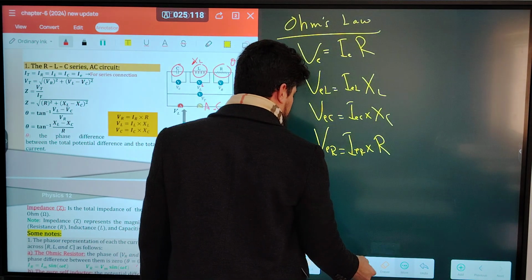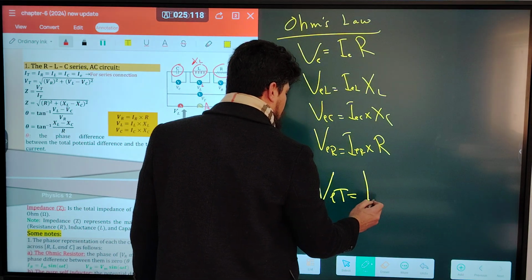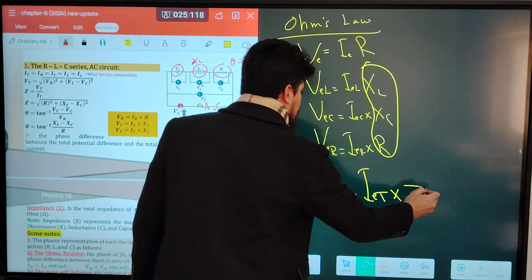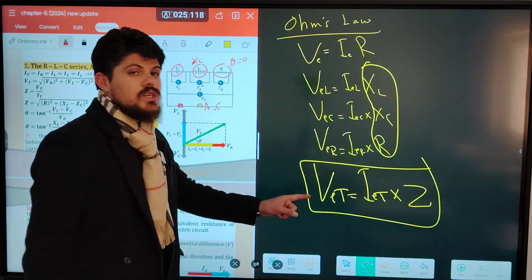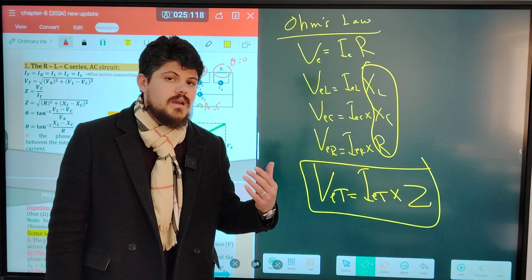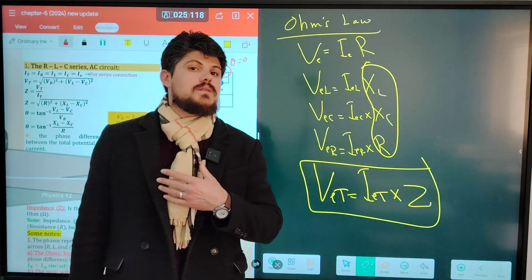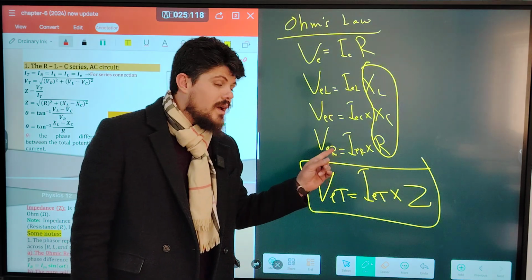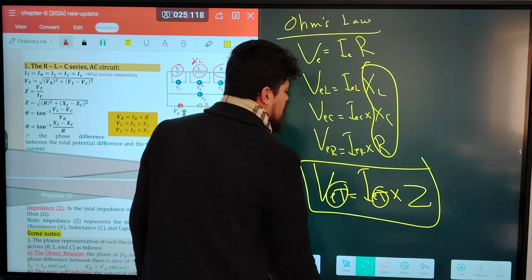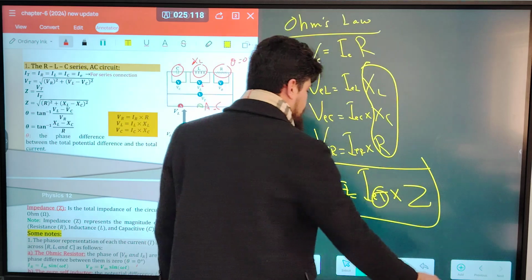This is Ohm's law. How about for the total, guys? V effective total is equal to I effective total times what? The total resistance, Z. So this equation is very important. Pay attention, please. V effective total is equal to I effective total times R? No. Times XL? No. Times XC? No. V effective total is equal to I effective total times Z, because we have the total. This Z represents the total resistance, okay?